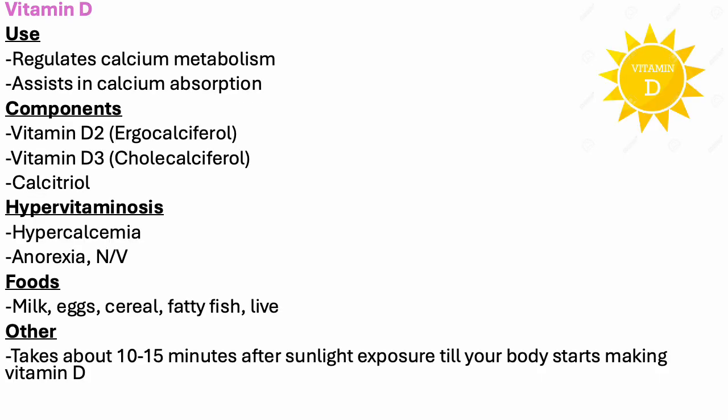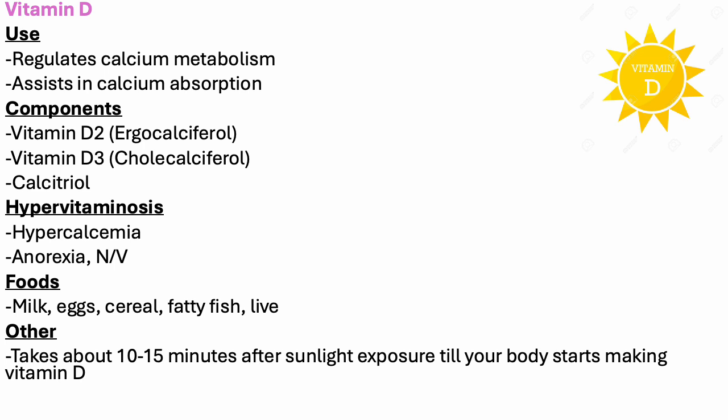Vitamin D use is to regulate calcium metabolism as well as assisting in calcium absorption. Some components of vitamin D are vitamin D2, which is ergocalciferol, which is plant-based, where it comes from food and other products like cereal and soy. And vitamin D3 is cholecalciferol, which is made in the skin by sunlight exposure. We also have calcitriol, which is an active form of vitamin D.